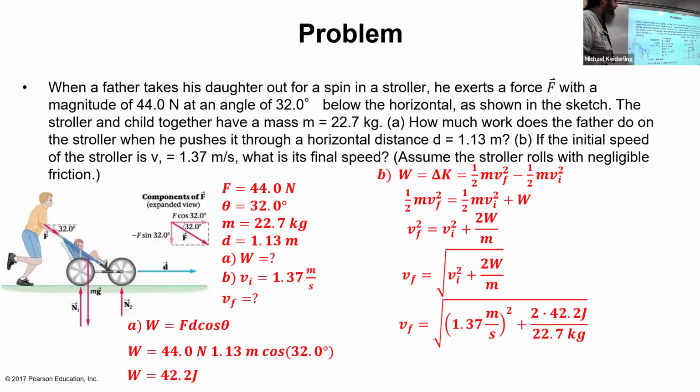So that's 1.37 meters per second quantity squared plus 2 times 42.2 joules over 22.7 kilograms, all square rooted. And that comes out to 2.37 meters per second.